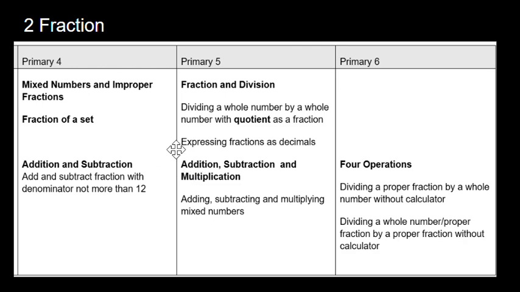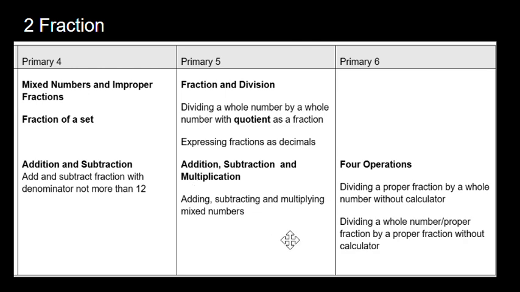They are able to express a fraction as a decimal. So for example, 1/5 is equal to 0.2. Similarly, they are expected to be able to do addition, subtraction, and multiplication of fractions. If you notice, there's no division. Why is there no division? Because in fractions, for division you basically flip it and it becomes a multiplication itself.